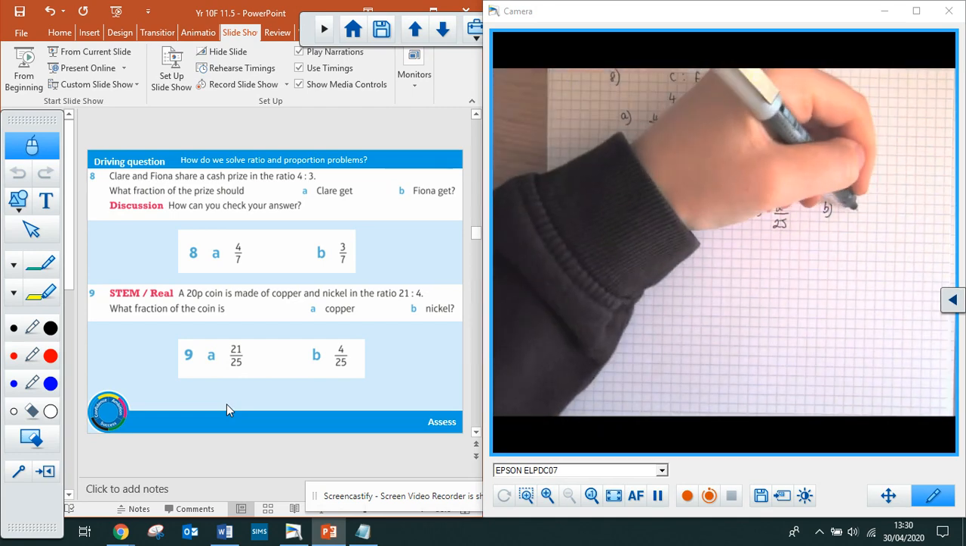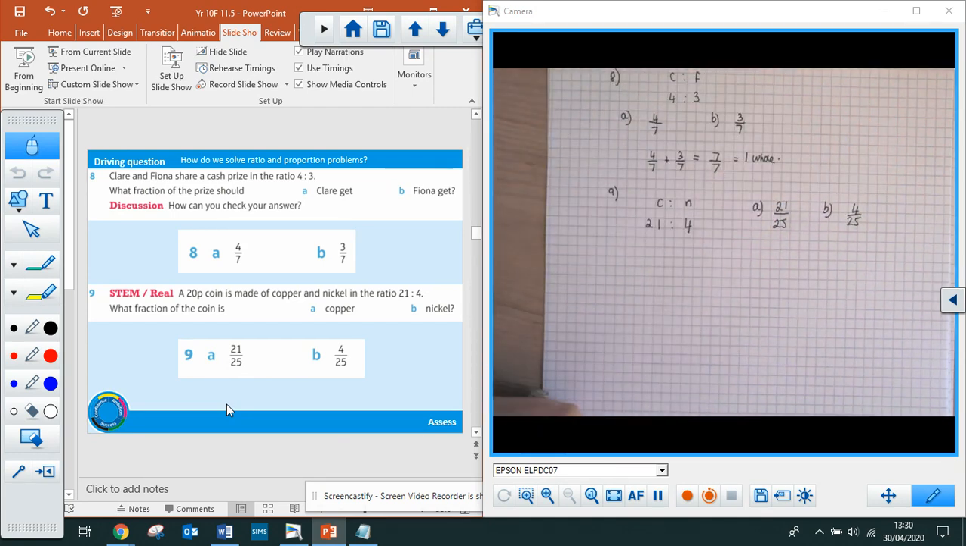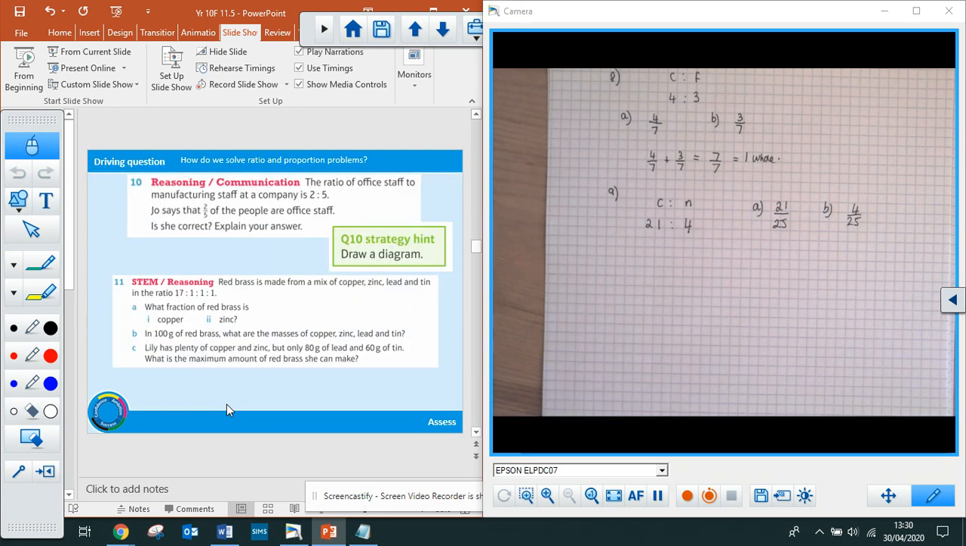Part B, what fraction is nickel? Well, 4 parts belong to nickel out of a total of 25 parts. So 4/25 is your answer there. Well done for getting those. Okay, have a go at the next questions.